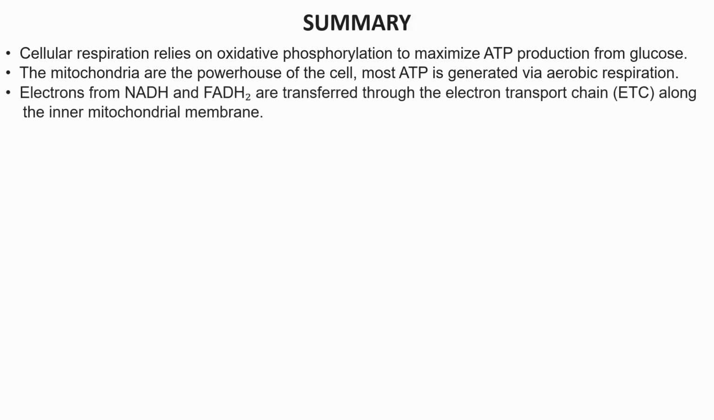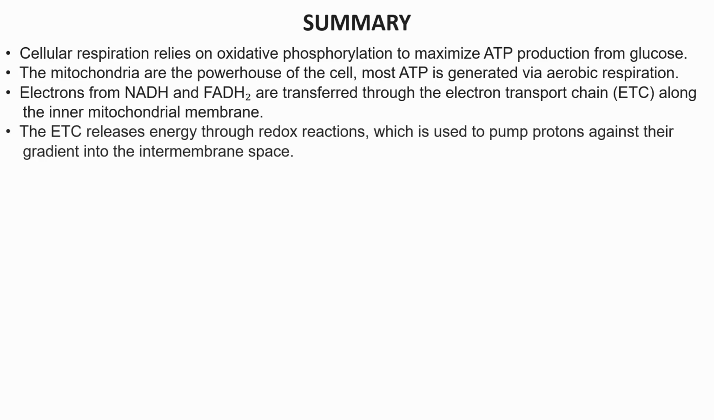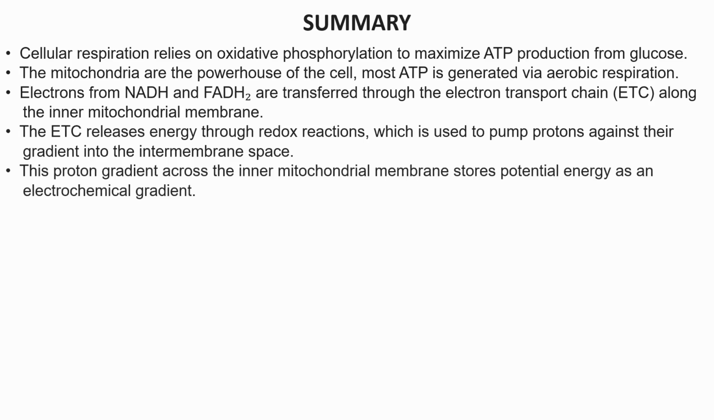Electrons from NADH are delivered to complex 1. The electrons on FADH2 are part of complex 2, and they're delivered to and transferred through the electron transport chain along the intermitochondrial membrane. The electron transport chain releases energy through subsequent redox reactions. Energy is being released a little bit at a time, and some of that energy is being used to pump protons against their concentration gradient. That active transport, the rest of the energy is used to bribe the universe.